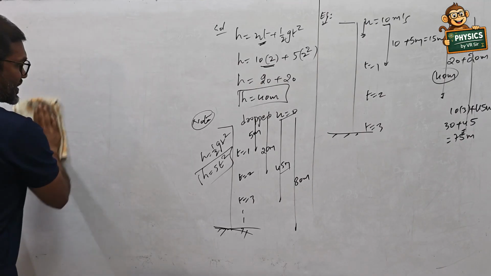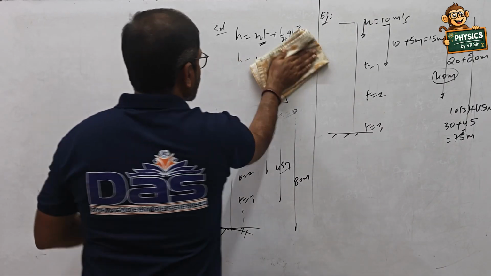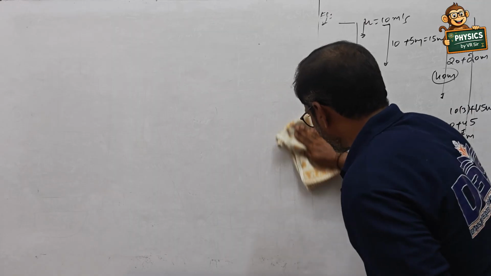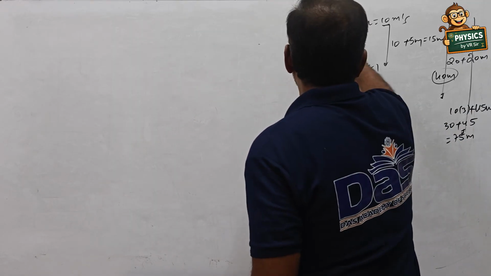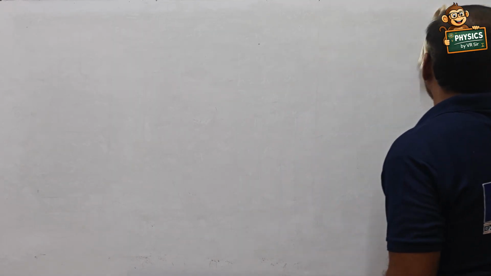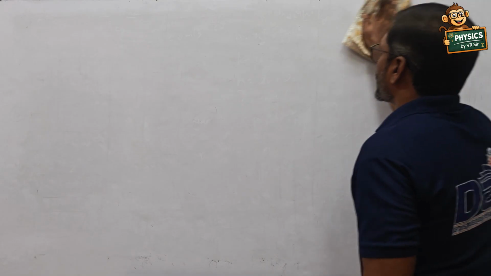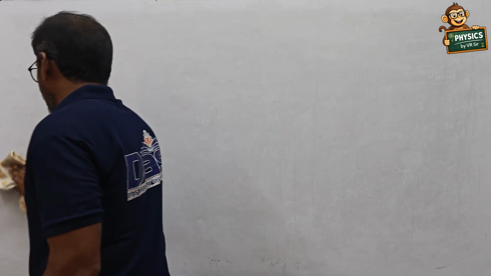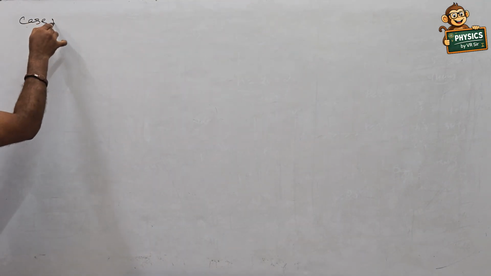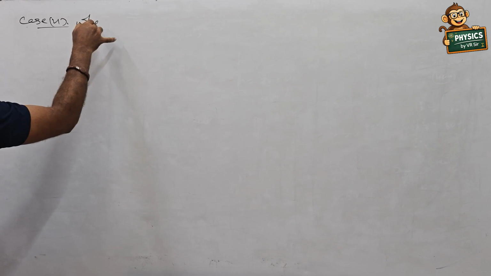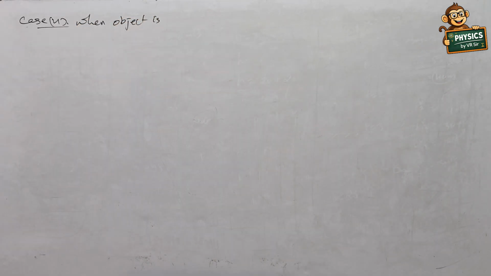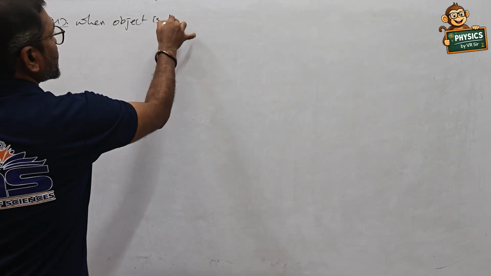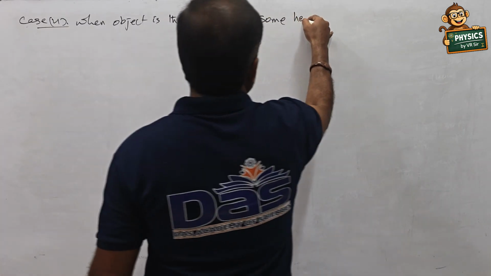And now, the last case related to motion. What is that last case related to motion under gravity? It is nothing but the object being thrown up from some height. So I can call this case 4: an object is thrown up from some height.